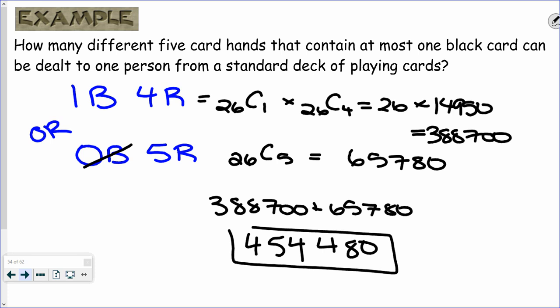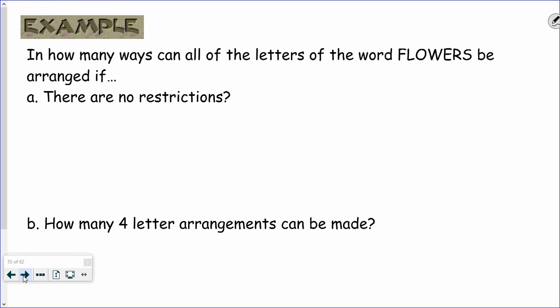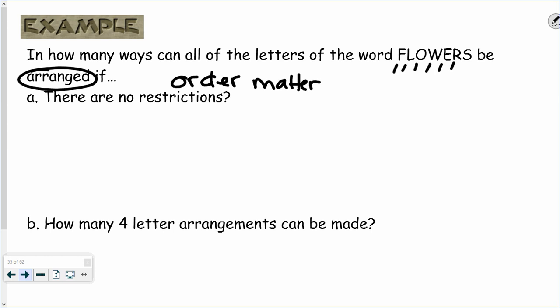Let's try the next example. In how many ways can all the letters in the word flowers be arranged if there's no restriction? So I'm arranging letters. Arranging letters means that order matters, which means I'm going to be using a permutation. Now the first thing I look for is repetition. In the word flowers, there's no letter that's repeated. So there's 1, 2, 3, 4, 5, 6, 7 letters. If there's no restrictions, I have 7 letters. I want to pick 7 of them. How many ways can I arrange that? Well, 5,040 ways.